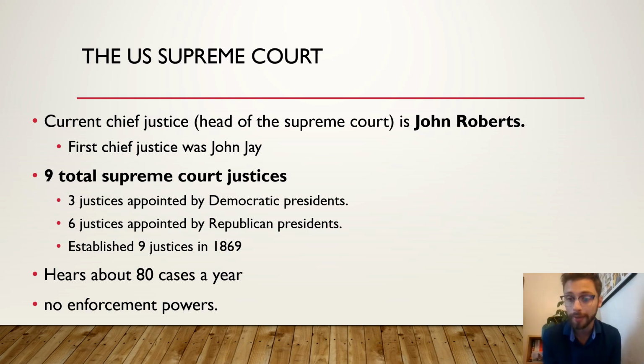But let's fast forward a bit and look at who our current Chief Justice is. What is the Chief Justice? Simply put, head of the Supreme Court. We'll talk about that in more detail in just a slide. But the current Chief Justice is John Roberts, one of our 9 Supreme Court justices. 3 justices of our 9 total were appointed by Democratic presidents. We have 6 appointed by Republican presidents.